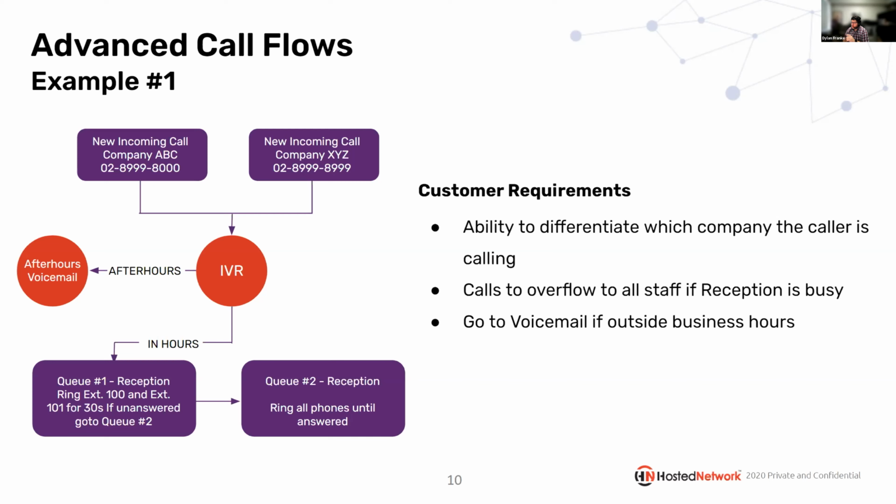Jumping into the first example of the call flow, I'll be demoing this one in a few minutes. In this situation, the customer needs the ability to differentiate which number the caller dialed to get into the system, because like Ben mentioned, they need to answer the phone differently depending on which company they're trying to reach. Even though it's the same two receptionists for both companies, everything's the same for both. It's just two different companies' incoming calls. In this instance, the call comes into the IVR, which checks whether it's dialed company ABC or company XYZ, prefixes it accordingly, and then passes it to the queue.